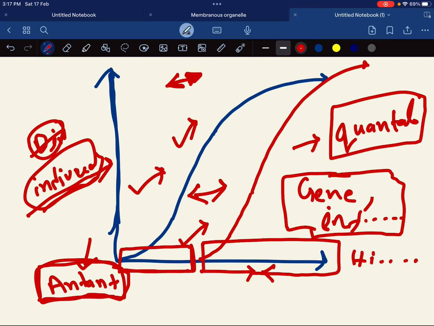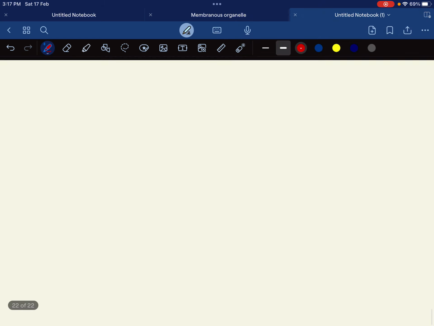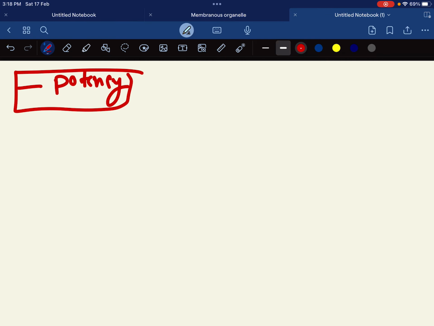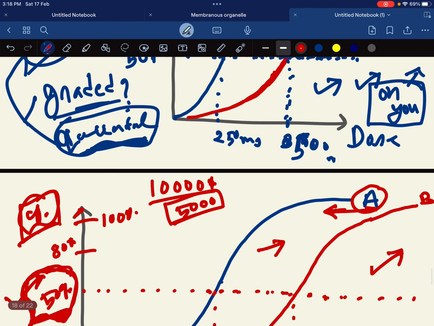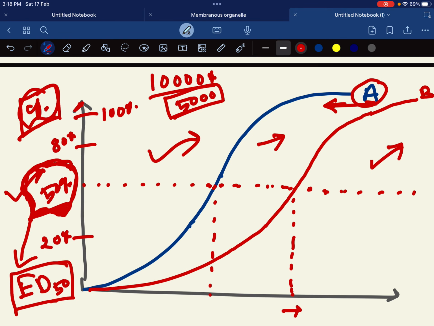So now we should take a deep dive into the quantal drug response curve, and what kind of data we can get from it. Basically, from the quantal drug response curve, we can also get potency. I have already mentioned in the graded drug response curve how the quantal drug response curve can also give an idea about the potency of a drug.